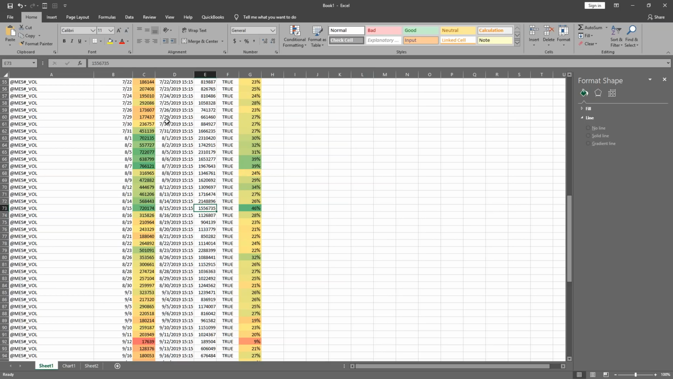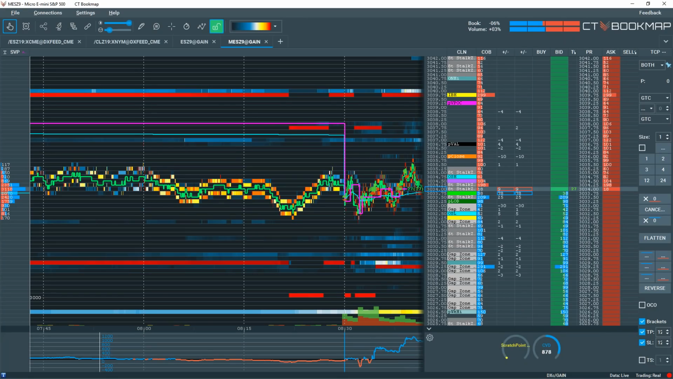You can do this very, very easily. You just export the volume, the volume part of the chart for the minis and the micros, and just plot them against each other, put them next to each other, make sure the dates are the same, and you would get that same information.